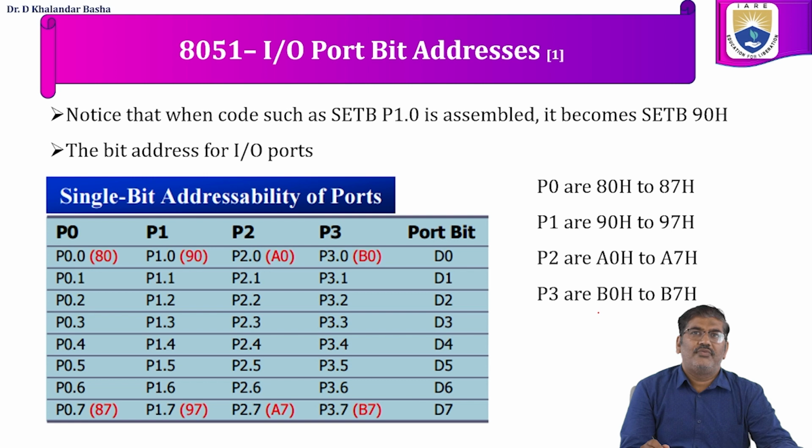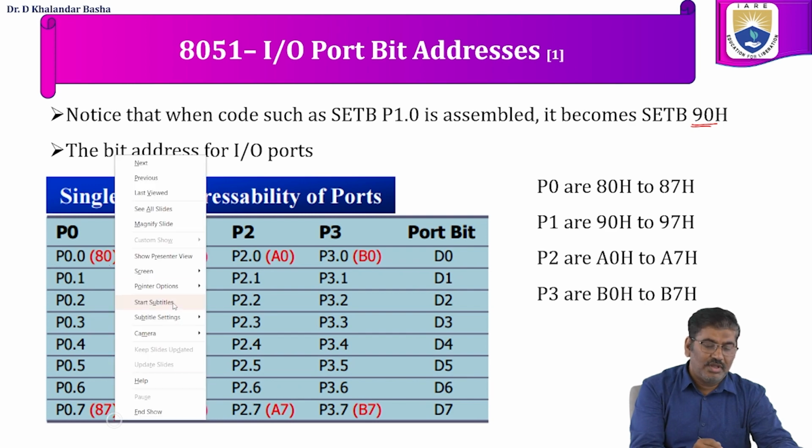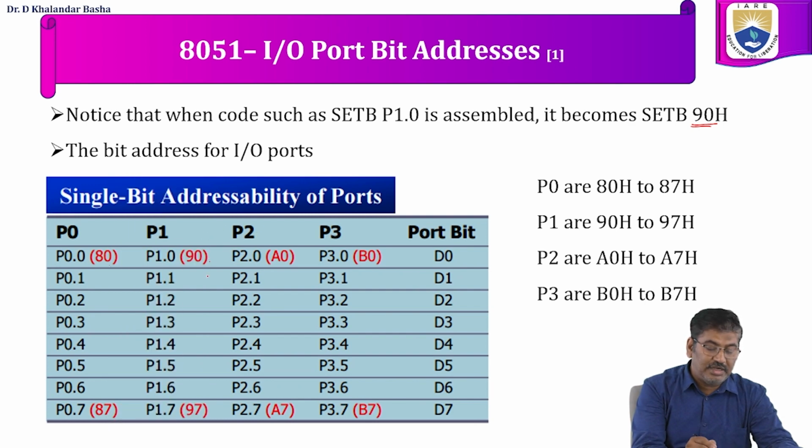Notice that when code such as SETB P1.0 is assembled, it becomes SETB 90H, where 90H is the address of the port. So for the bit addresses of IO ports, we can consider for port 0, 80H to 87H, whereas for port 1, 90H to 97H, for port 2, A0H to A7H, and for port 3, B0H to B7H.